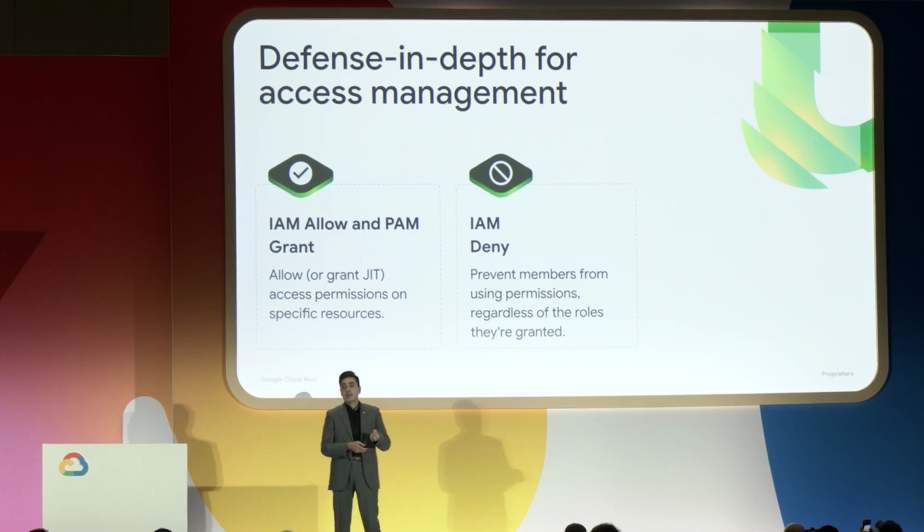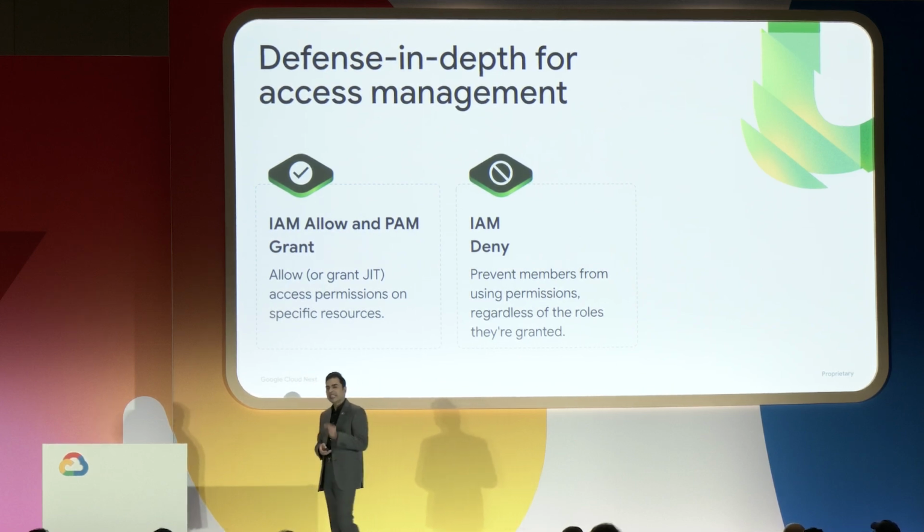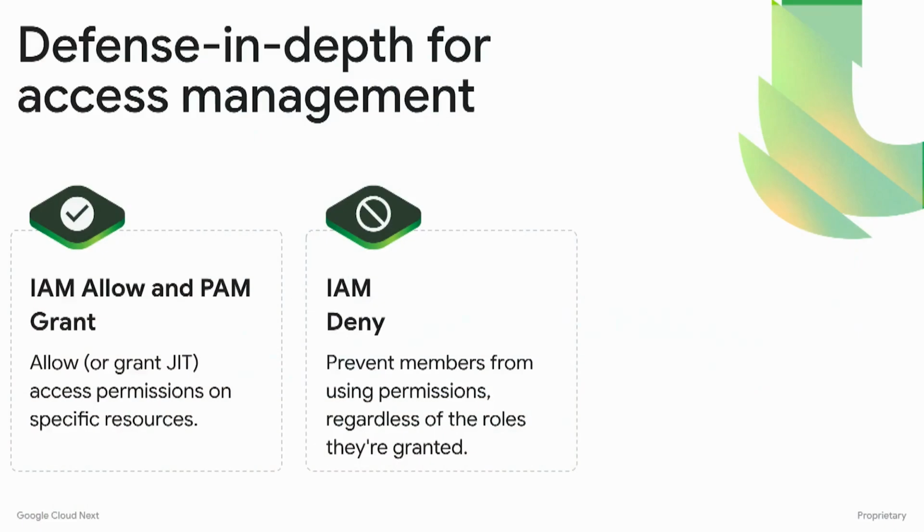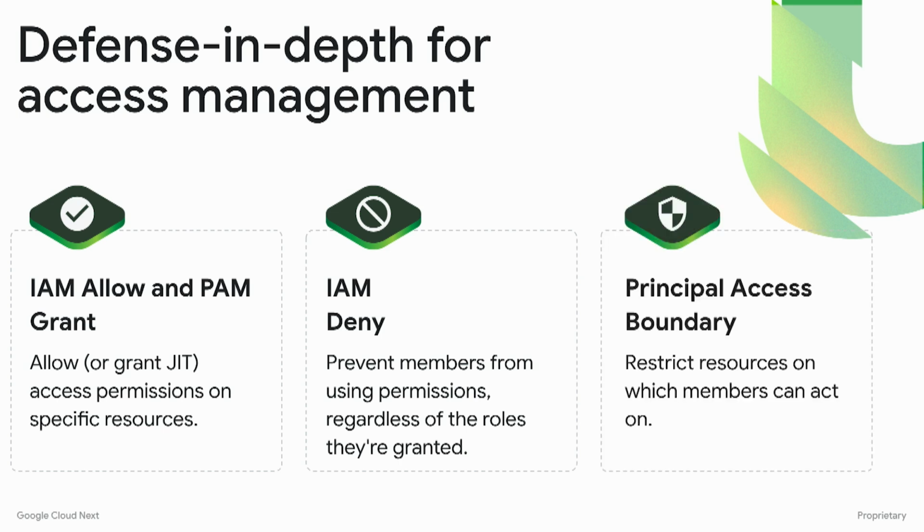You also have deny. What deny takes care of is any permission, even if provided via a role, that you don't want a user to use, you can deny it at an organization level. So it doesn't matter who's been given the role. If they're not supposed to use that particular permission, they'll not be able to use the permission. And then principal access boundary, my favorite control.